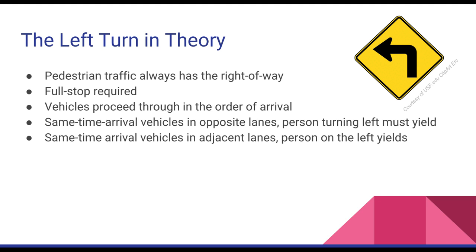For same-time arrivals in adjacent lanes, the leftmost vehicle must yield the right of way to the rightmost vehicle. So, in theory, all of our drivers and pedestrians at the stop understand these rules and have full faith in each other to act according to the rules and laws. A person wanting to take a left turn would simply turn on their left blinker, ensure that it is their turn, ensure that there is no vehicle or pedestrian traffic that may impede them, and then proceed with the left turn.